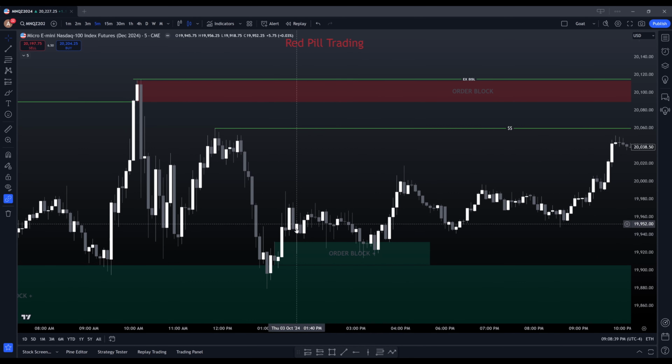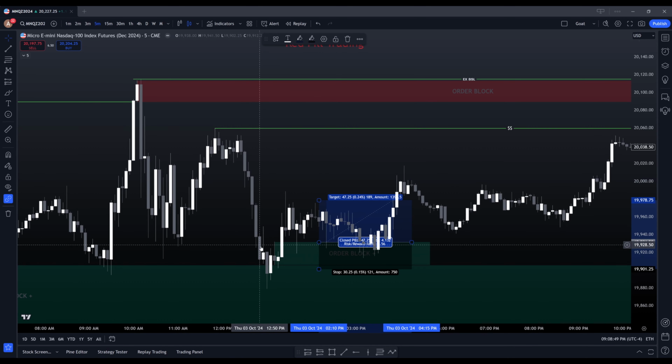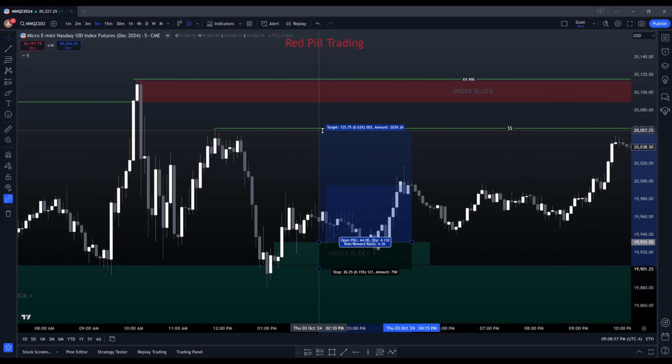So this block's not that big, so you can enter right here at the tip of it. Stop's going to go right below the box, right there. Targeting before it had this huge move to the downside. Where did it go? Tapping us in. Well, right up here. A 1 to 4. Another 1 to 4.